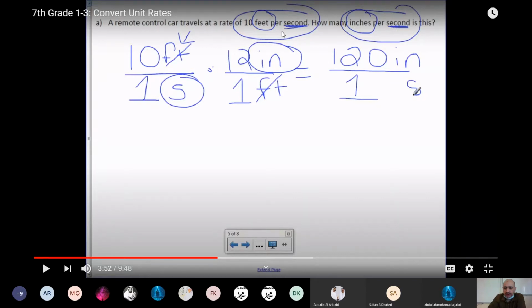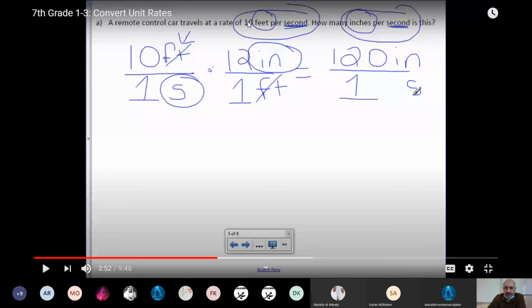So we want to convert from feet to inches. As you know, each 1 foot equals 12 inches. Right here, the first sentence, write it as a unit rate. So we have here 10 feet per 1 second. I can write 10 feet and down here 1 second. So I want to convert to inches.